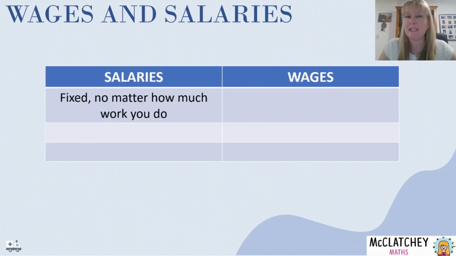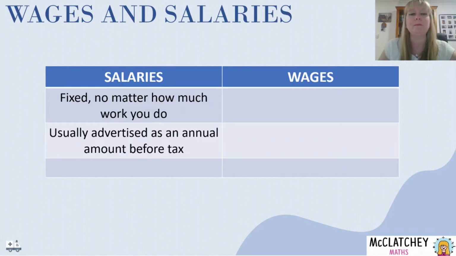So let's firstly get started and talk about what wages and salaries are. I want to mainly highlight what the difference is between the two. A salary is a fixed amount that you are paid, and no matter how much extra work you do, you don't get paid any extra. As a teacher, for example, I'm on a salary. Let's say my salary was $50,000. Even if I did 100 hours overtime or 5 hours overtime in a week, I'm never going to get paid more than that $50,000 per year.